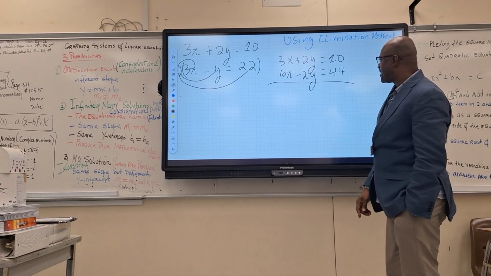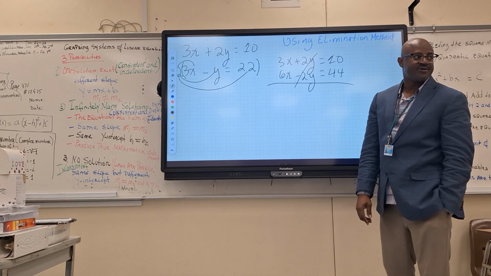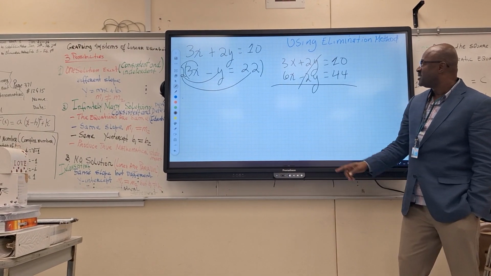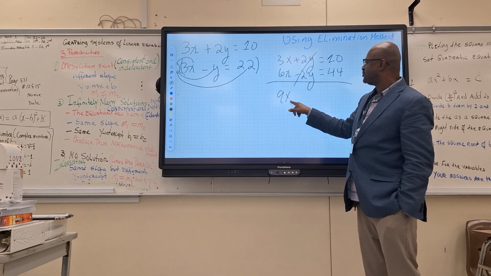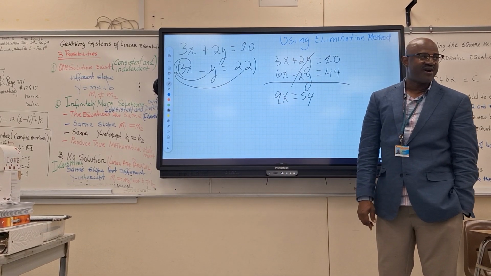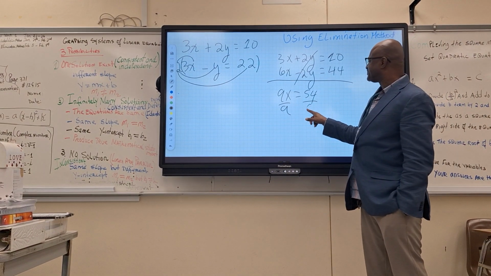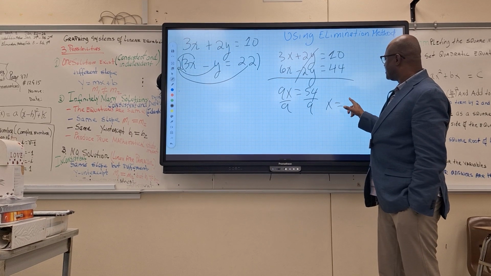Then we go. What happened to the y? They cancel each other out. So we will end up with what? 9x is equal to 54. Then we should be able to find x. How will you find x? You divide by 9, then you get x. In this case, x is 6.